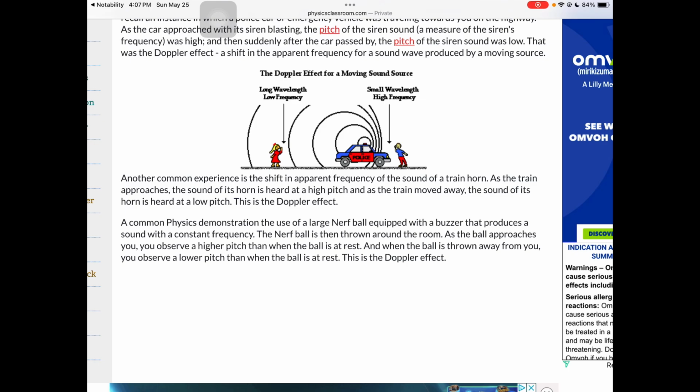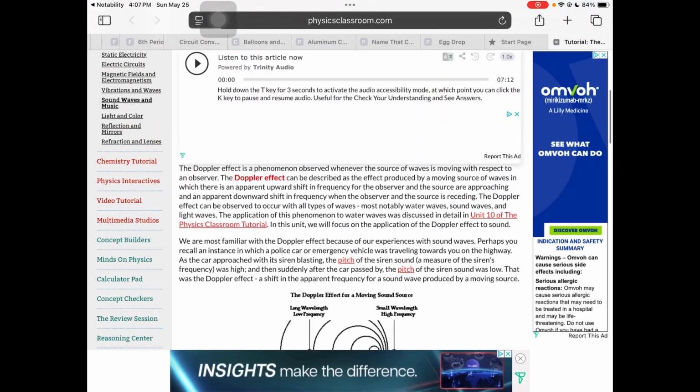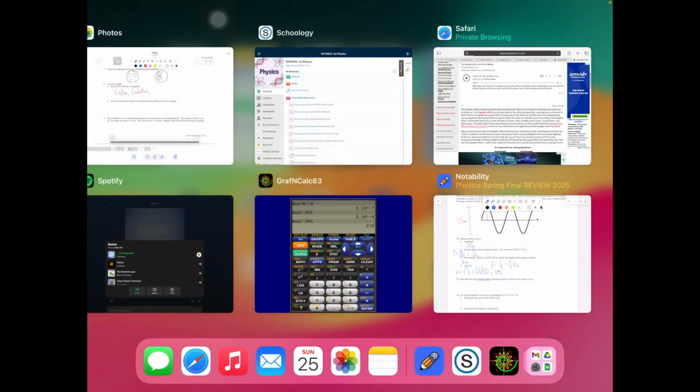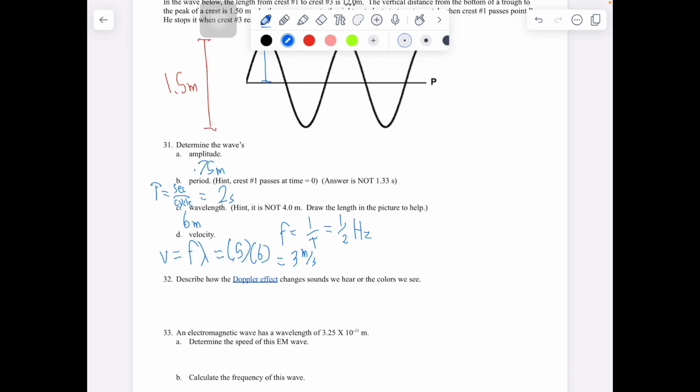And this actually works just like we mentioned in our study guide. This actually works for light as well. It's not just sound. Any type of wave experiences the Doppler effect. So light, that's actually how we're able to tell that distant galaxies are moving away from our own galaxies, because that light is shifted.